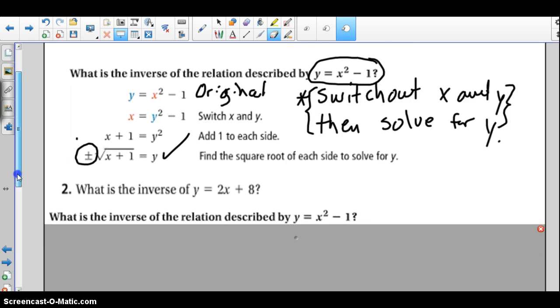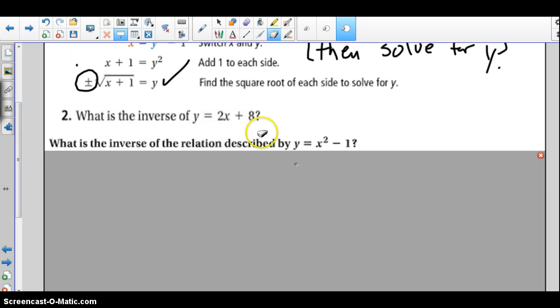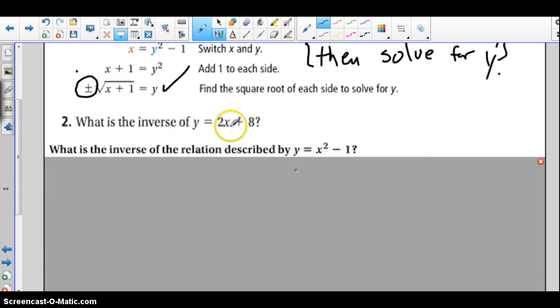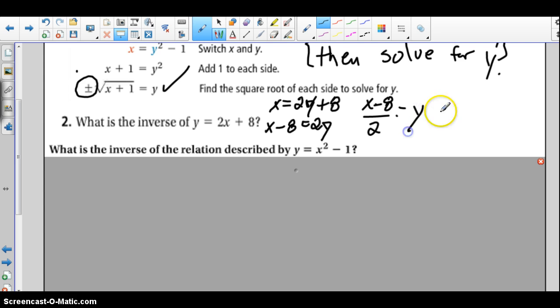So let's take a look at this next one. What is the inverse of this function? Well, again, take a look back at our notes, switch out x and y, then solve for y. Fine. We're going to switch out x and y, so we're going to have x now equaling 2y plus 8. Sorry about that, that should be 2y. Then solve for y. Subtract 8 from both sides. Then divide everything by 2. And that is our inverse.